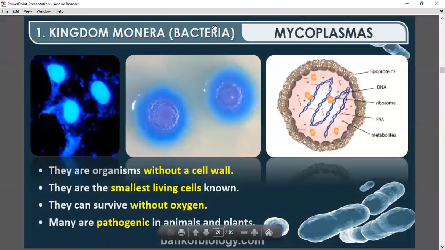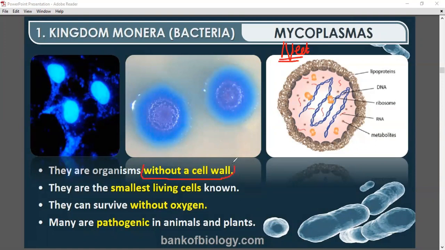Then the very important topic, that is, mycoplasma. They are organisms without a cell wall. They are the smallest living organisms. A very important NEET question: they are the smallest organisms. They can survive without oxygen. Important: many of them are pathogenic.